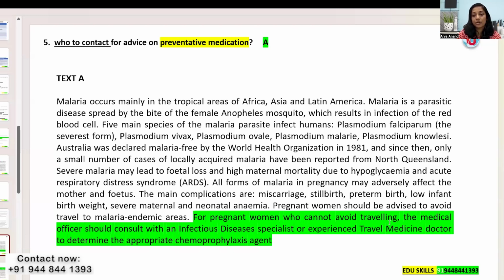So who to contact? They have mentioned here who to contact. So travel medicine doctor to determine the appropriate chemoprophylaxis agent. Okay, infectious disease specialist or experienced travel medicine doctor. So your answer is A.